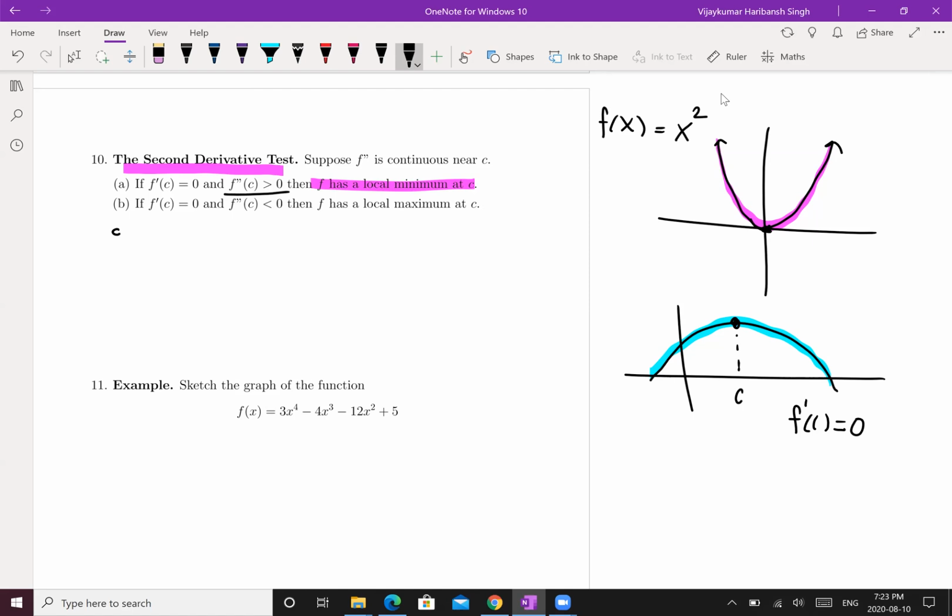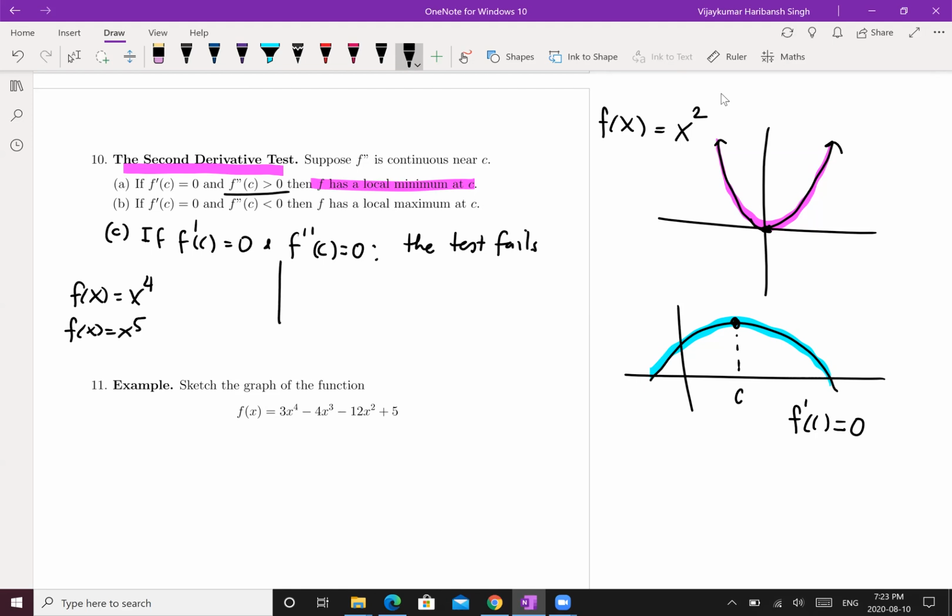However, if f prime c equals 0 and f double prime c is also 0, then the test fails. An example of that would be f of x equals x to the 4, or f of x equals x to the 5. Yeah, so if you look at x to the 4 and say minus x to the 4.